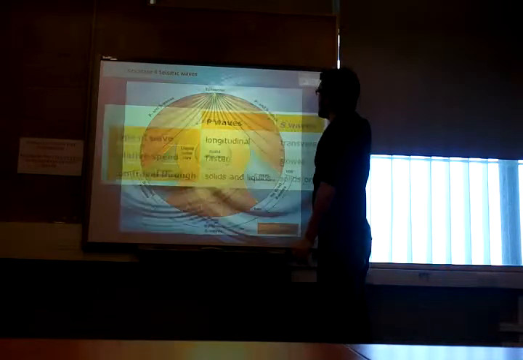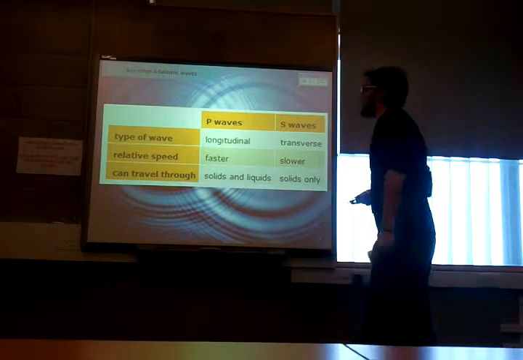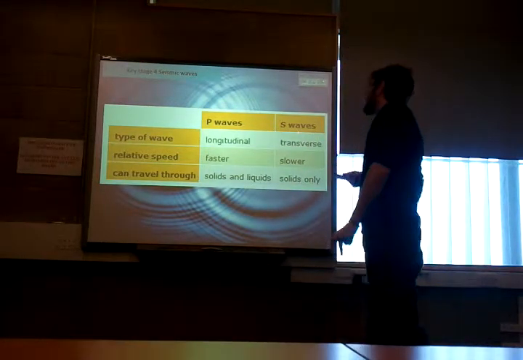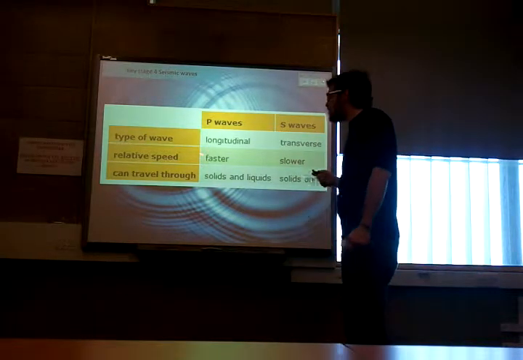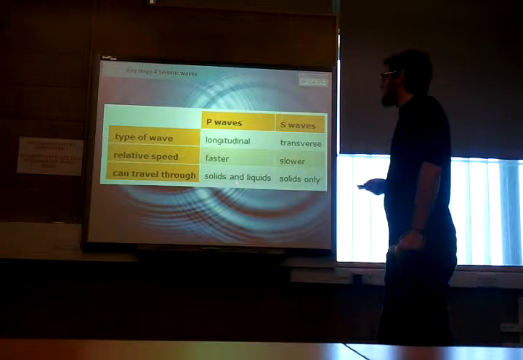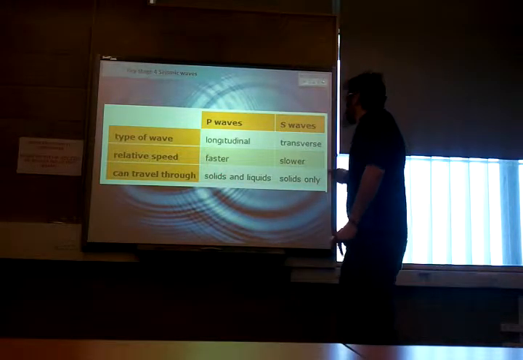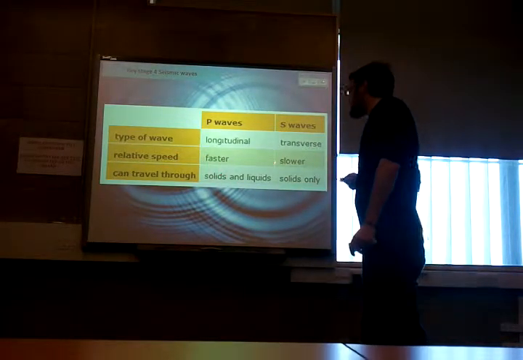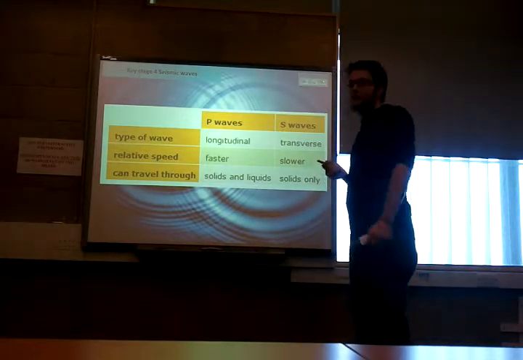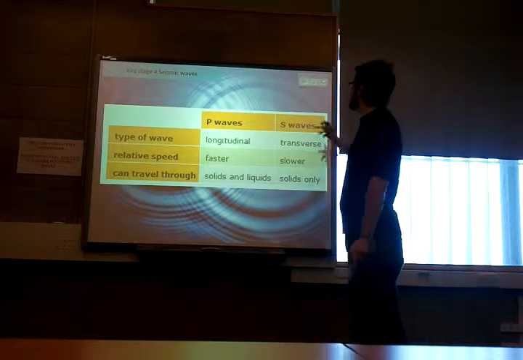Okay, so here's a little table just to go over the main differences between primary and secondary waves. Primary waves are longitudinal, they're very fast, and they can travel through solids and liquids. Secondary waves are transverse waves, they're much slower, about 60% of the speed, and they can only travel through solids.